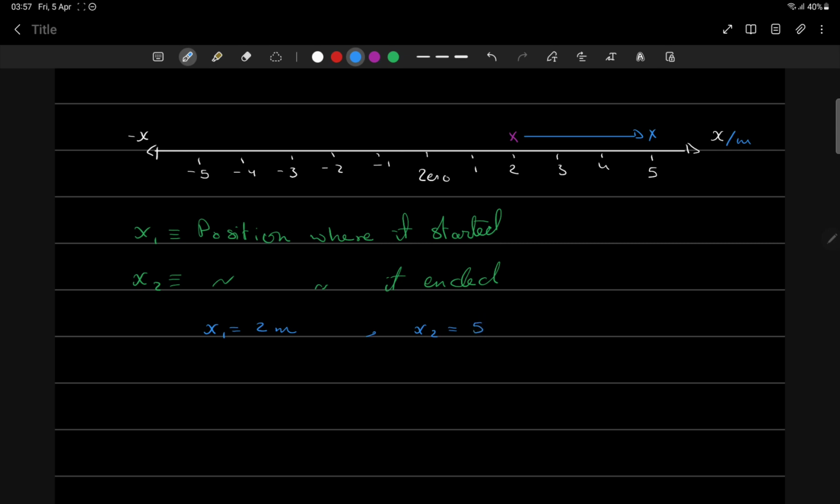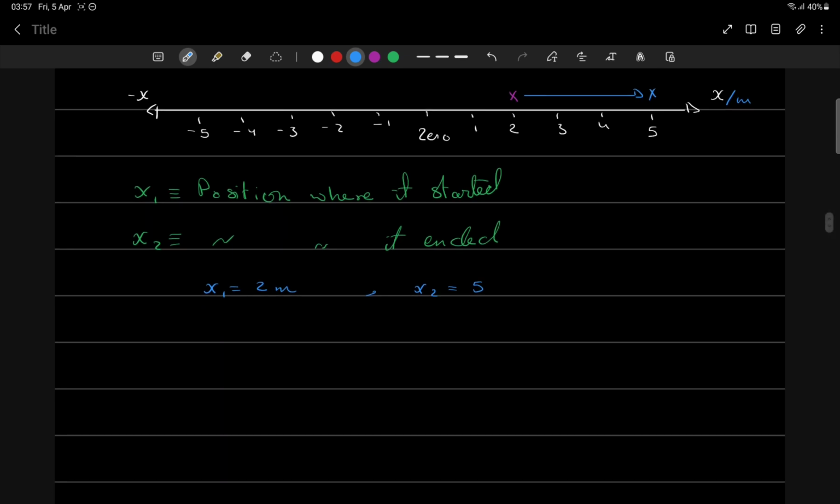But what is the distance that this particle covered? The distance that this particle covered is going to be delta x, which is the difference between x2 and x1. So it's going to be 5 minus 2, which equals 3.